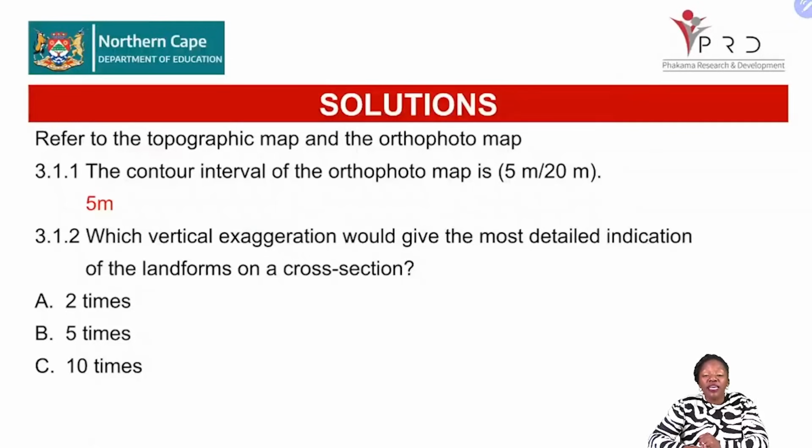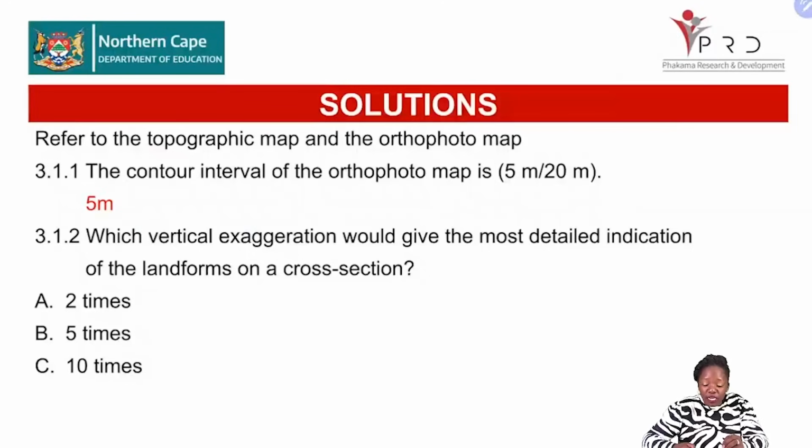Looking at our solution, the contour interval of the orthophoto map. Remember, the contour interval is the space between the contour lines. On the orthophoto map, it's 5 meters. It is also written at the end of the map, should you forget which one is 20 meters and which one is 5 meters. The contour interval of the topographic map is 20 meters, and on the orthophoto, it's 5 meters.